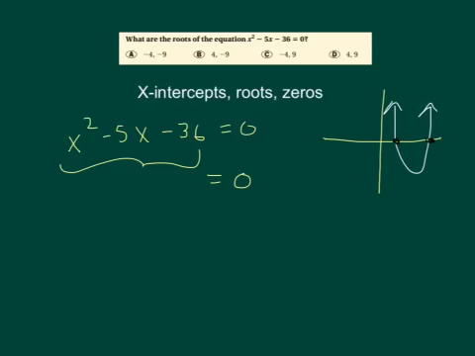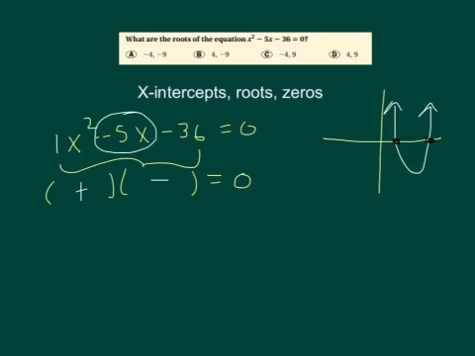I look for some common monomials. There's nothing common variable-wise in all three terms. There's nothing common numerically in all three terms, 1, 5, and negative 36. There's no sense in factoring out a 1. So I'm left with the choice of just splitting up my two binomials. And I notice that 36 is negative, which means that my signs are different. And that means that this negative 5x is the difference of the two factors.